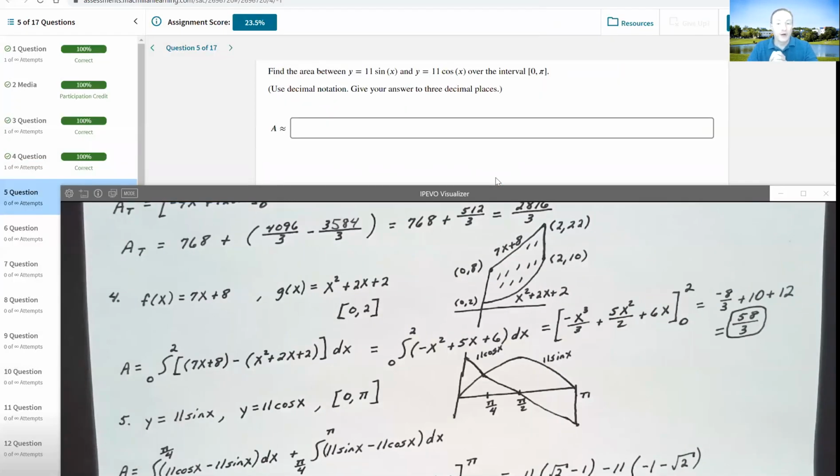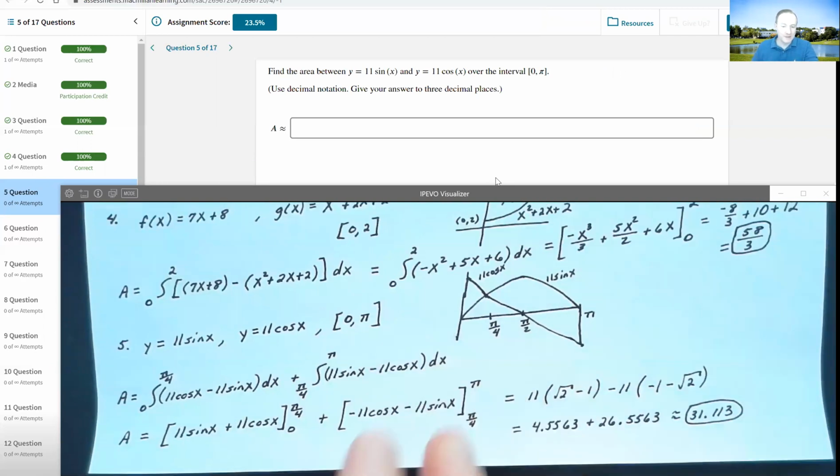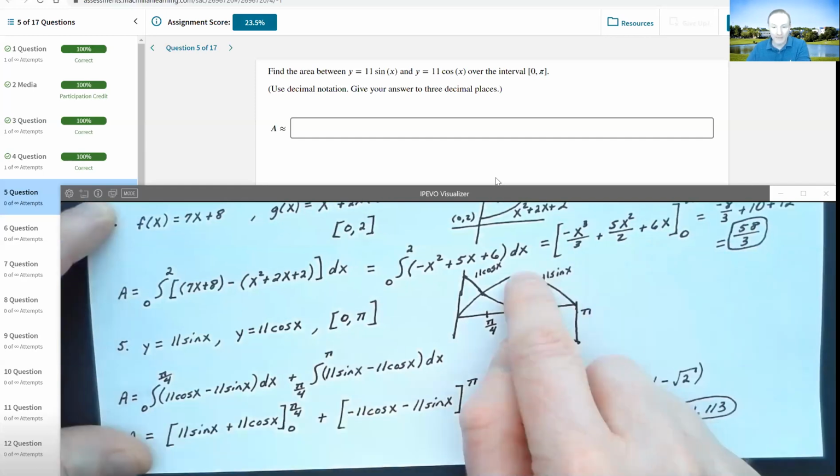It's giving me the problem 11 sine x and 11 cosine x. My goal is to find the area between them on the interval 0 to pi. So I know that 11 times the sine and 11 times the cosine, that's just a magnitude or an amplitude change. It's going to magnify whatever the y value is. I know each of these would have a range from negative 11 to 11. But from 0 to pi, my sine function typically starts off at 0. It's going to go to 1 at pi over 2. Then it's going to go back down to 0 at pi. Well, this does the exact same thing, except it's going to reach a high point of 11 instead of 1.